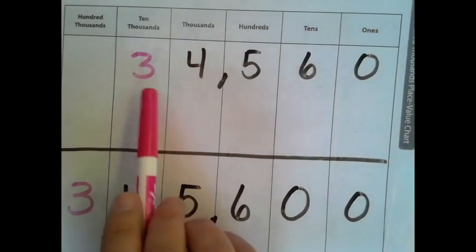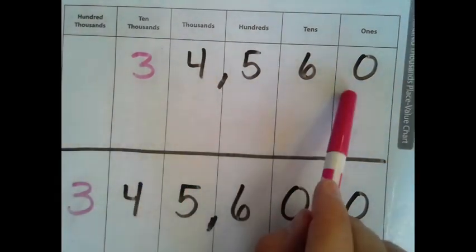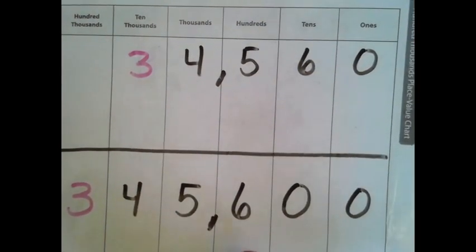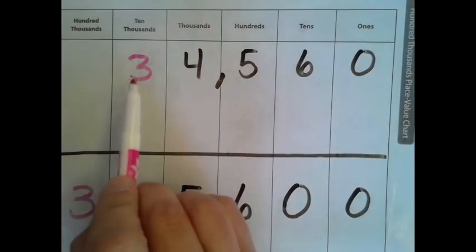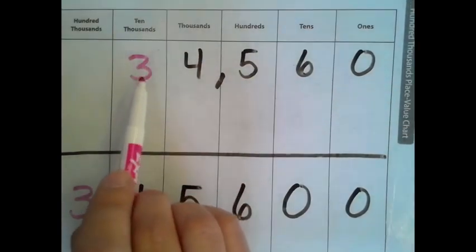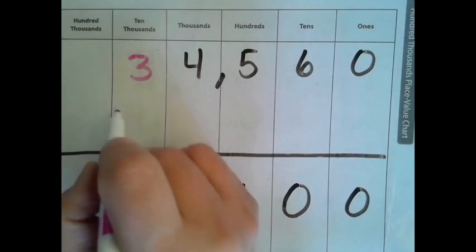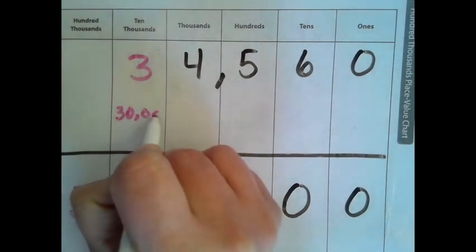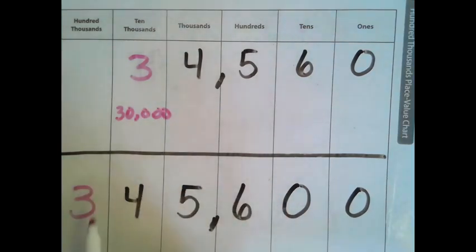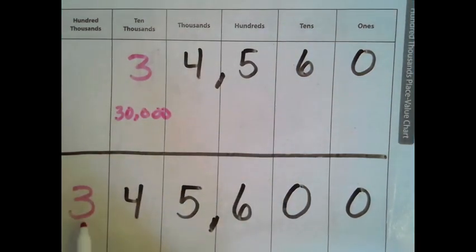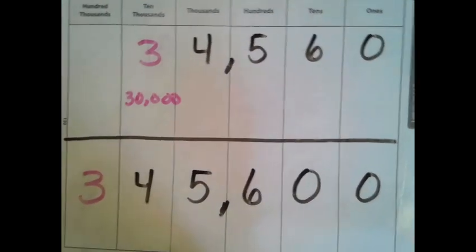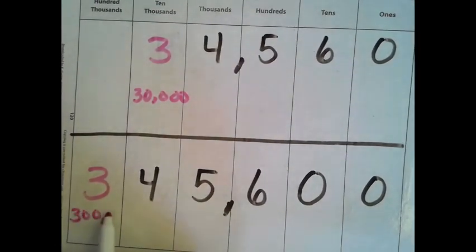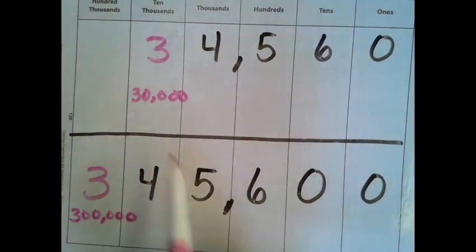So here we have 34,560, and down here we have 345,600. So the 3 in this number is in the 10,000s place. That means it's worth, and I'm going to write this here, 30,000. Okay, and then here the 3 is in the 100,000s place. That means it's worth 300,000. Okay, so that's the difference.